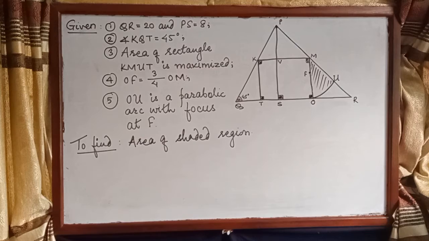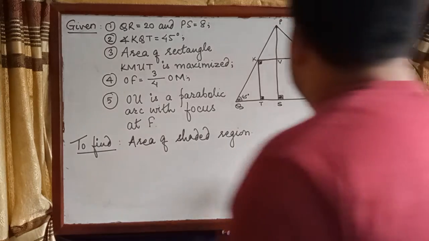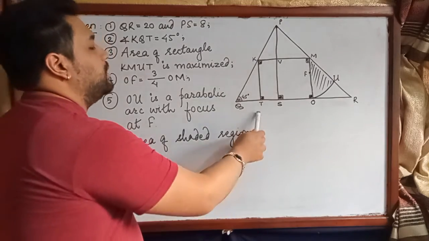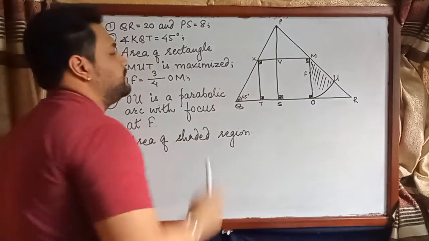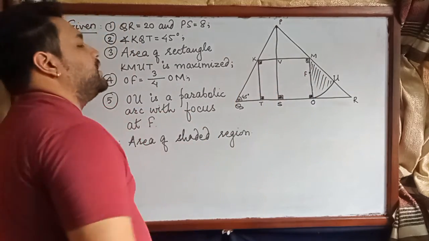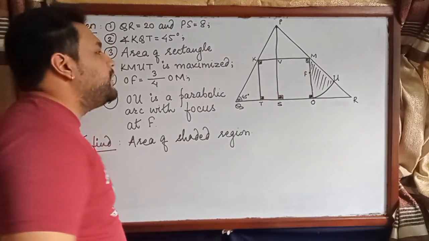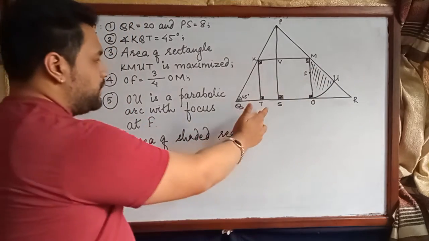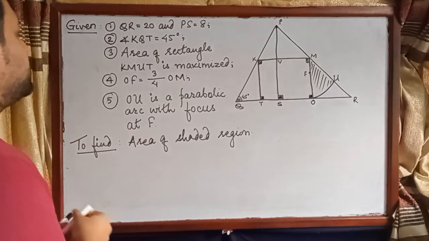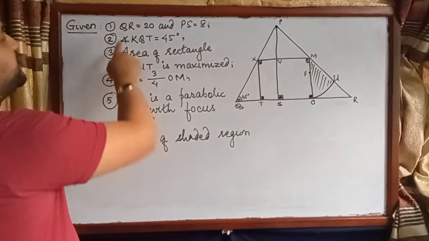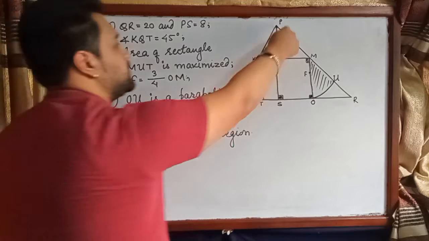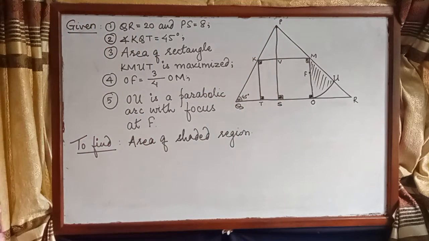What we are given is a triangle PQR with angle Q being 45 degrees and a rectangle KMOT inside the given triangle as shown. We do not know the dimensions of the rectangle KMOT. But it is given that QR, this length, is 20, and PS, this length, is 8.